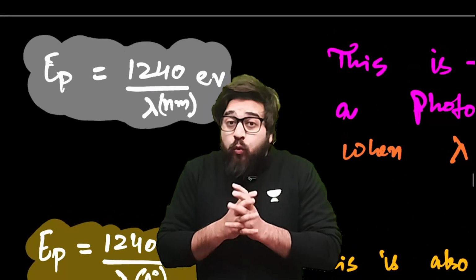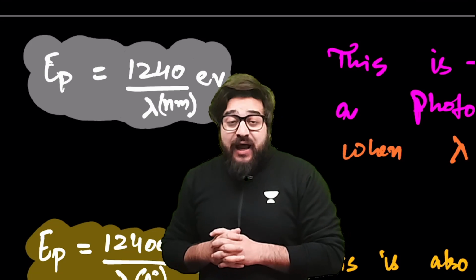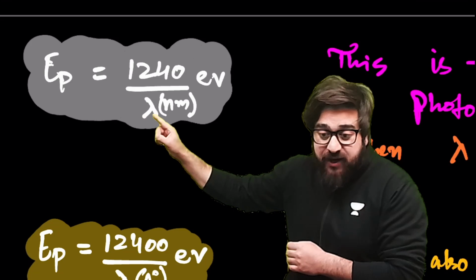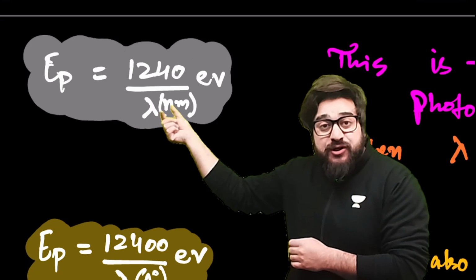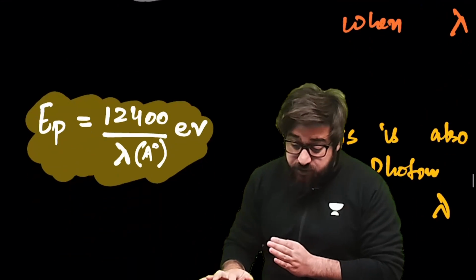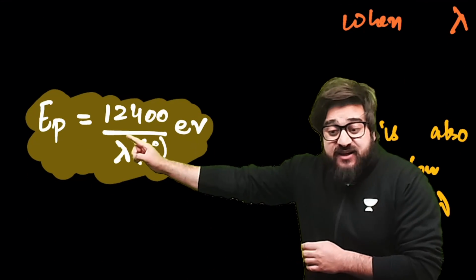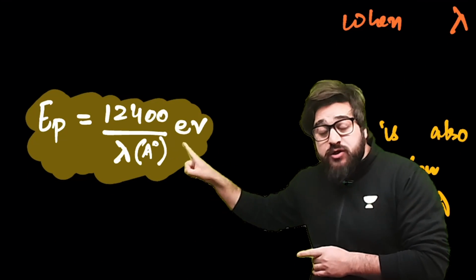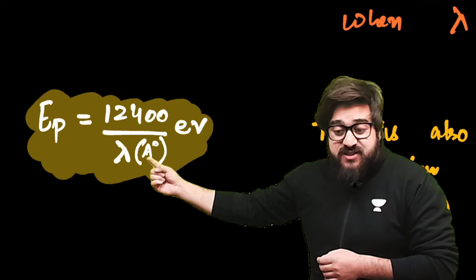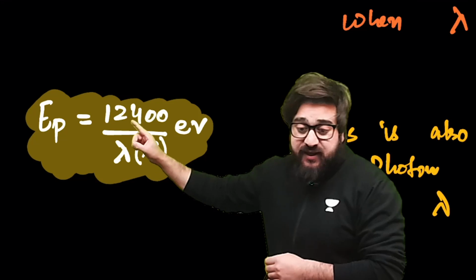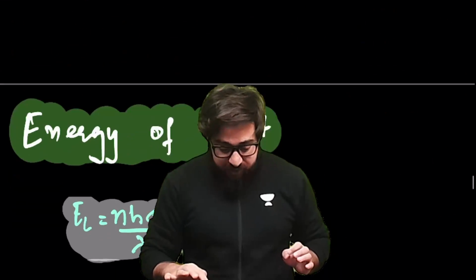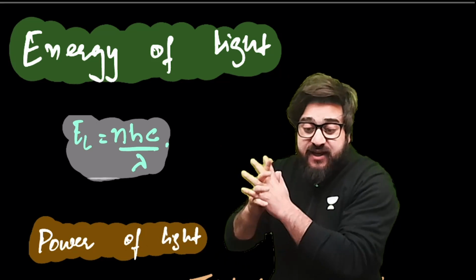Now one more formula. If we need to calculate the energy of a photon in electron volts, then this is the formula: 1240 divided by lambda. But here you have to take lambda in nanometers, and this will give you the energy of a photon in electron volts. Then you have one more formula for the energy of a photon in electron volts: if the wavelength is given in angstrom, then we use 12400 divided by lambda, with lambda in angstrom.